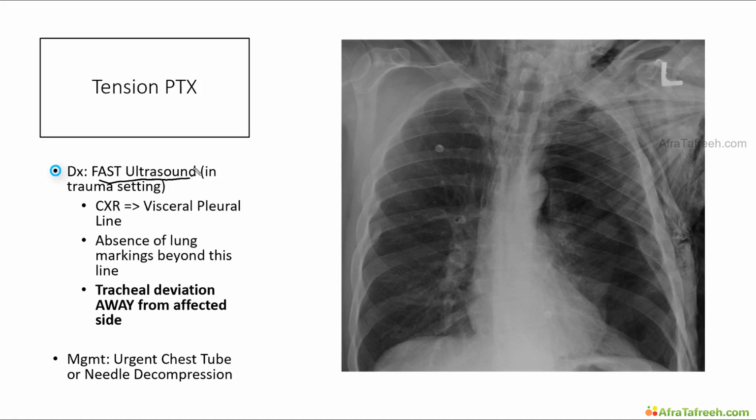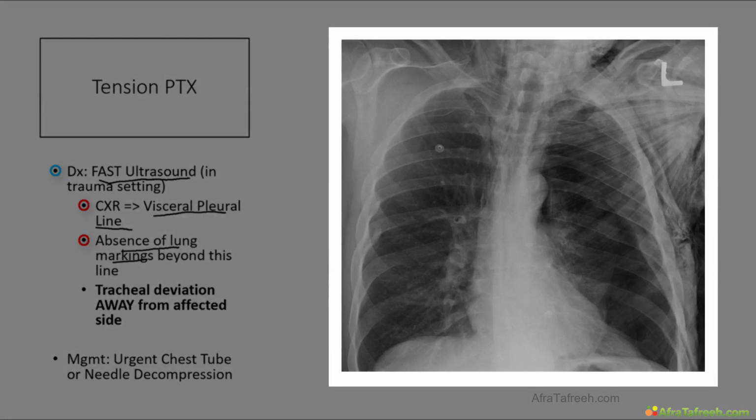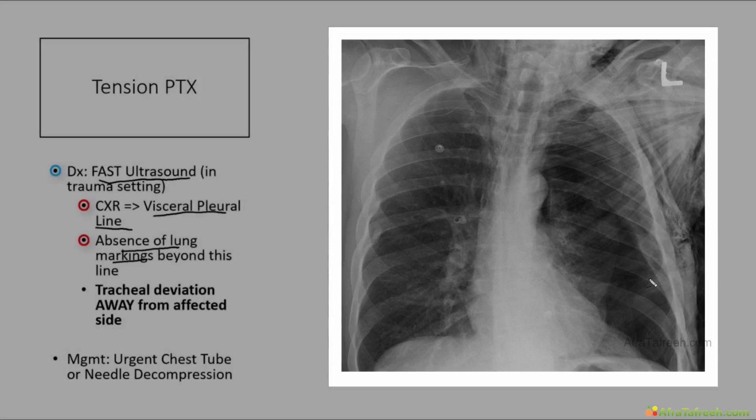However, if we do go on to perform a chest x-ray, we are still going to see this classic visceral pleural line, as well as an absence of lung markings beyond this line. This can be appreciated in this chest x-ray on the right-hand side of the presentation, where we can see that in this patient's right lung, we see lung markings all the way throughout the field, whereas on the left lung, we can see that we have this clear visceral pleural line with a lack of lung markings beyond this line, and this is highly characteristic of pneumothoraces in general.